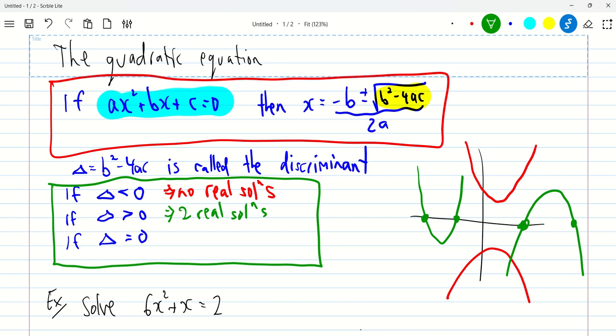Now, what about if the discriminant is exactly equal to 0? That means the whole square root is equal to 0, so none of that comes into being. So if the discriminant is equal to 0, then we get exactly one real solution.